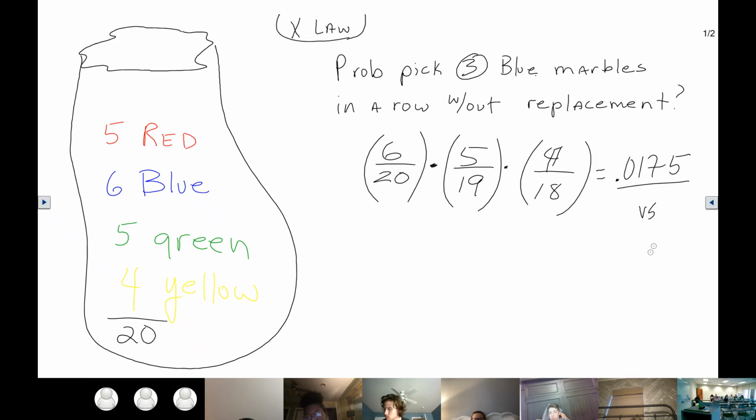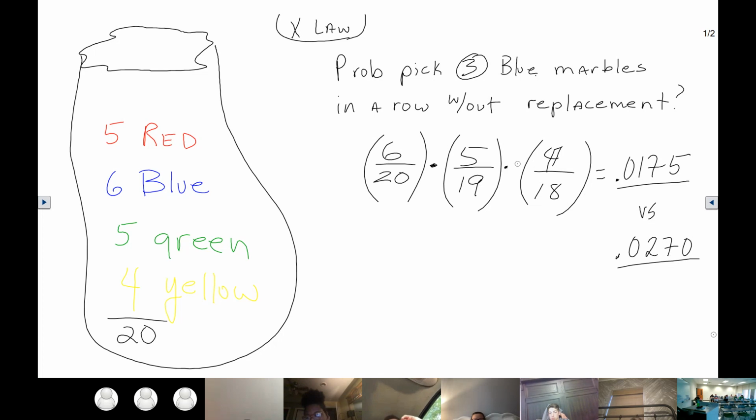Versus 0.0270. And you see that there is a difference between the exponential with replacement and without replacement. When is there not a difference? I'm going to show you right now.